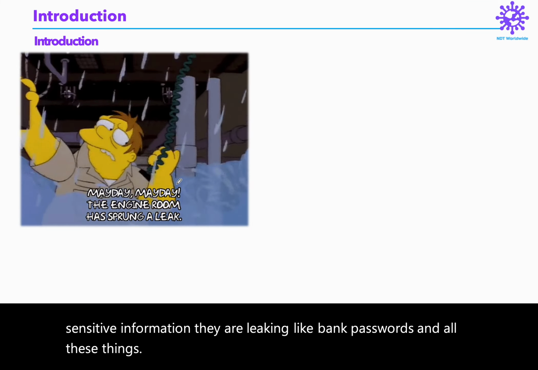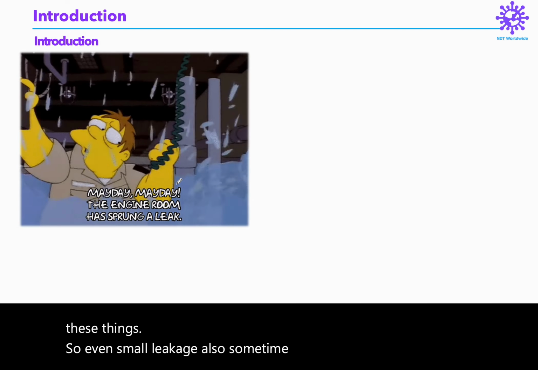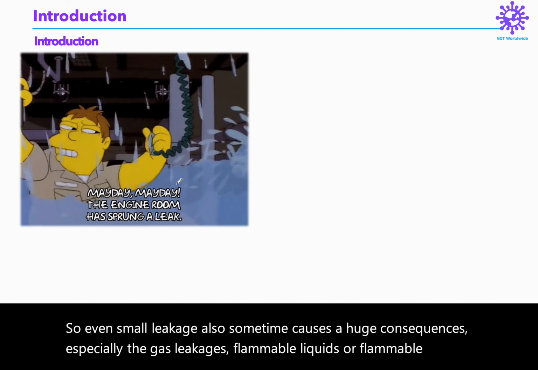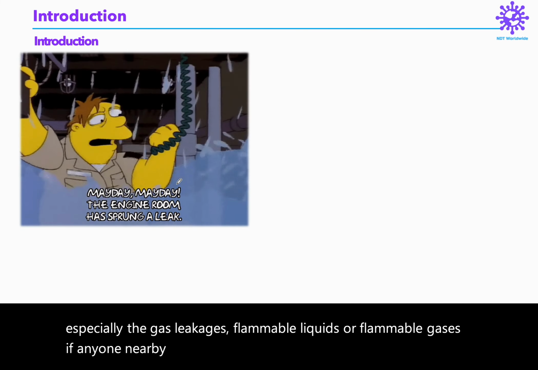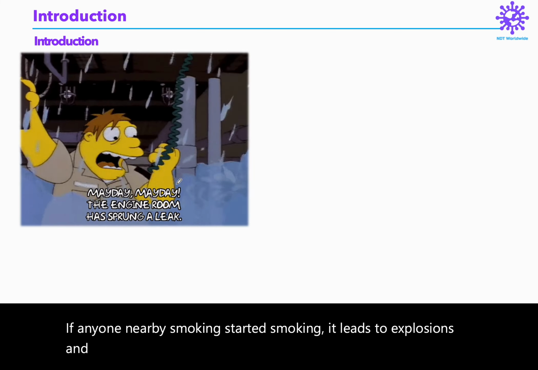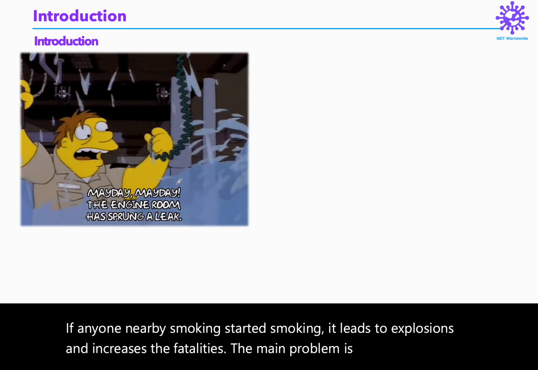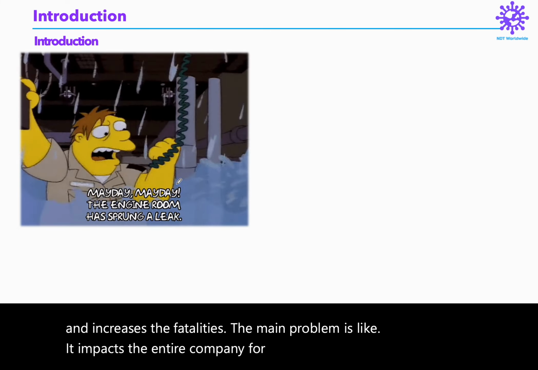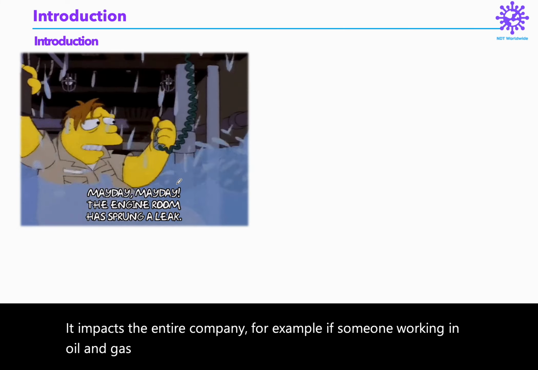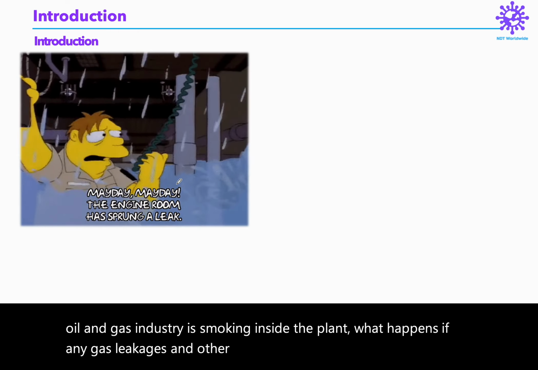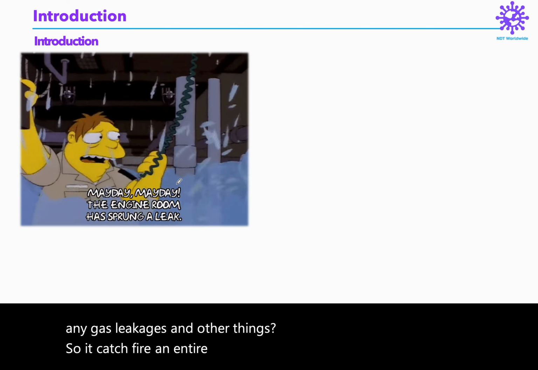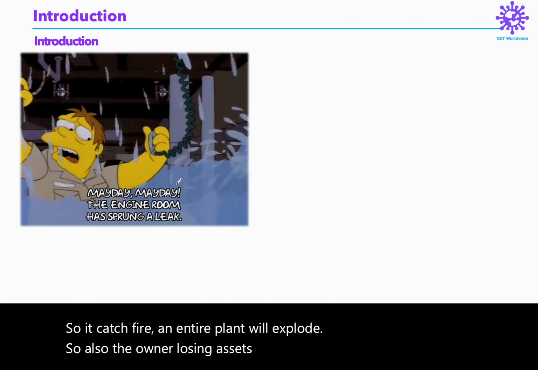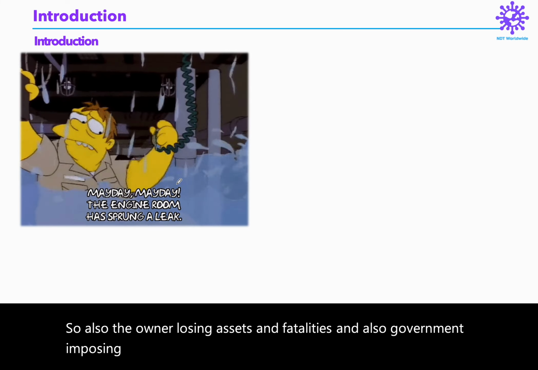Even a small leakage sometimes causes huge consequences, especially gas leakages, flammable liquids, or flammable gases. If anyone nearby starts smoking, it leads to explosions and increases fatalities. The main problem is that it impacts the entire company. For example, if someone working in the oil and gas industry is smoking inside the plant, and any gas leaks, it catches fire and the entire plant will explode. The owner loses assets, there are fatalities, and the government imposes fines, and there is damage to reputation in the market.